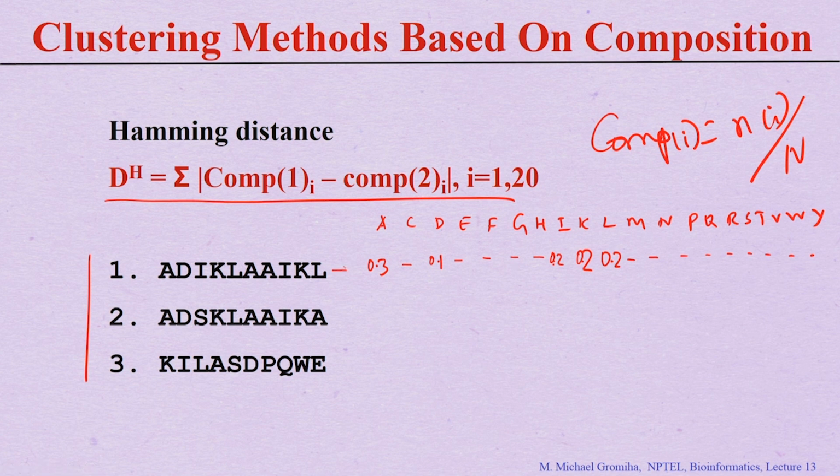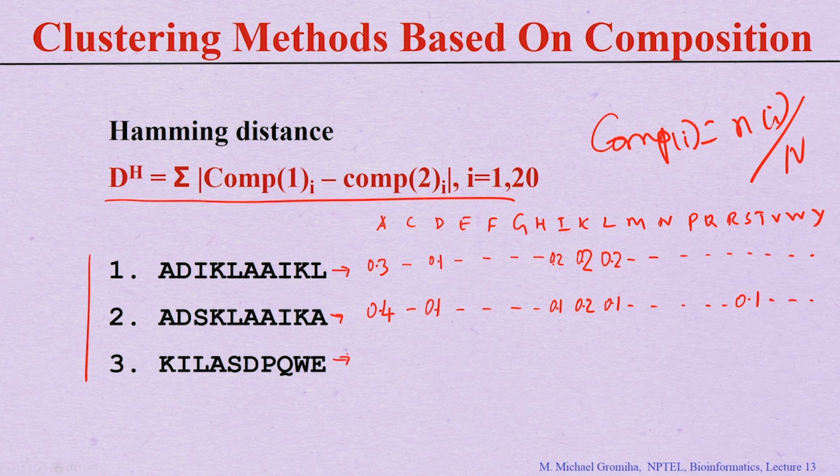Then for the second one: 0.4, 0.1, E, F, G, H, I is 0.1, K 0.2, L 0.1, and so on, there is one more, S 0.1.